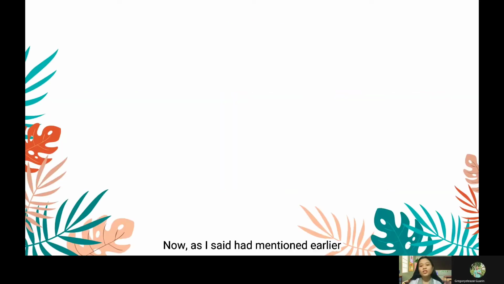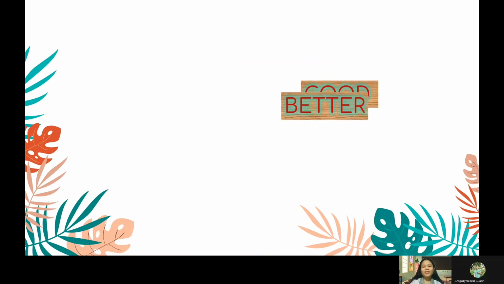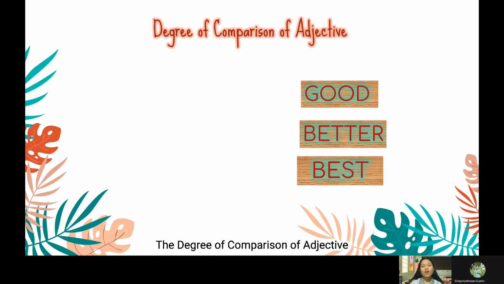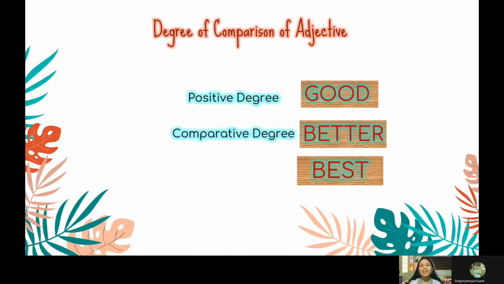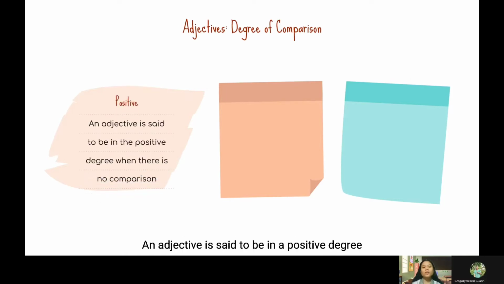Now, as I've mentioned earlier, these three words, good, better, and best, are degrees of comparison of adjectives. So what are those? These are positive degree, comparative degree, and superlative degree. Now let's find out its definition. First one, the positive degree. An adjective is said to be in a positive degree when there is no comparison, which means you are only describing the noun or pronoun.